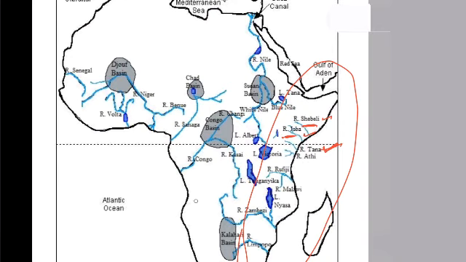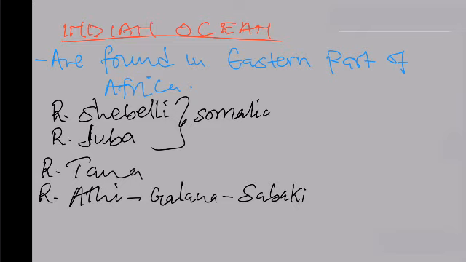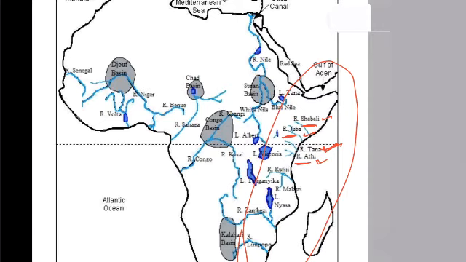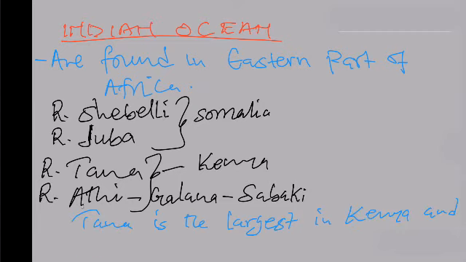Then just after River Tana, we have the River Athi. Of course, River Athi has several other names. You remember we call it Athi, we call it River Galana, and at some point, just before it enters the ocean, it is also called River Sabaki. So this river has two major tributaries, of course. One of them comes all the way from Nairobi. So the main Nairobi River is one of the tributaries of River Athi. You need to note that River Tana is the largest river in Kenya, and then River Athi is the second largest river in Kenya.